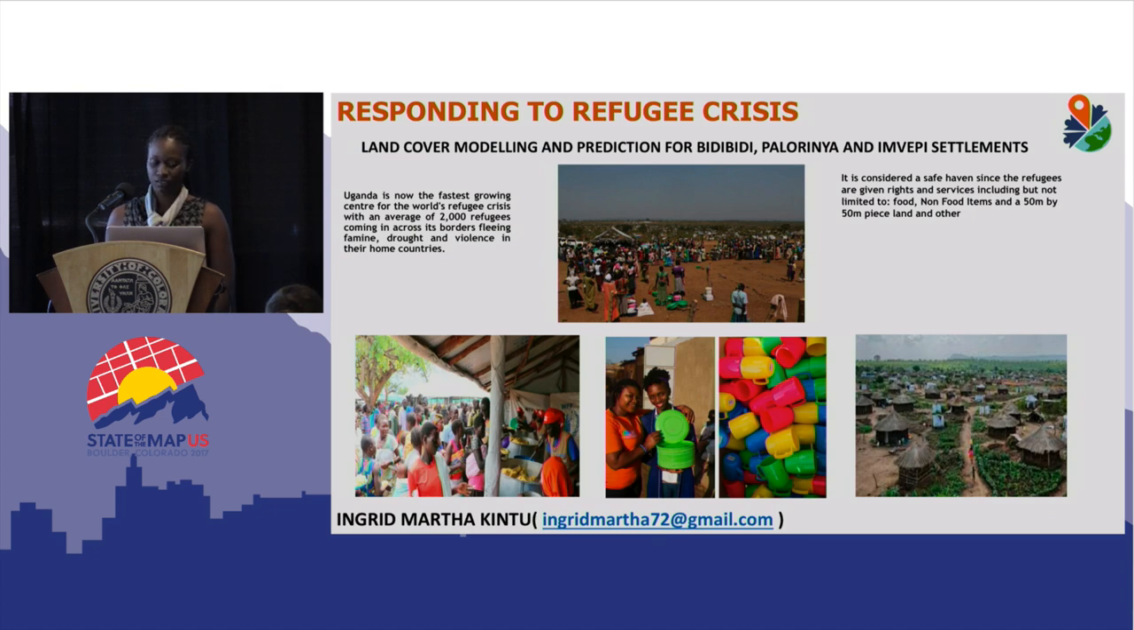When they come into the country, they're given food and non-food items. They're also given a 50 by 50 square meter piece of land, so this way they're able to set up buildings or their tents and also grow crops to sustain themselves. So for my contribution, I decided to do a land cover modeling and prediction for the Bidibidi, Palarinya, and Mvepi settlements, which are in northern Uganda.